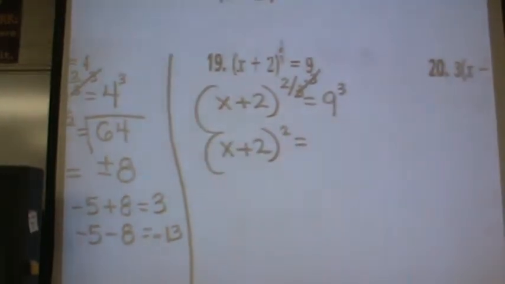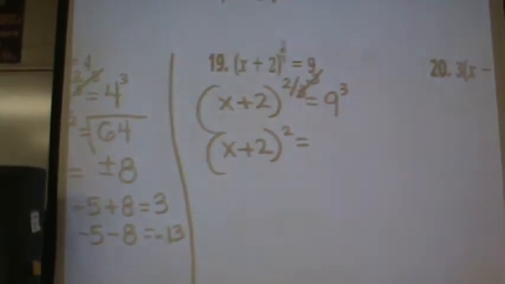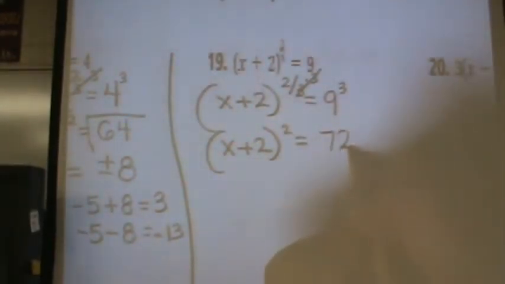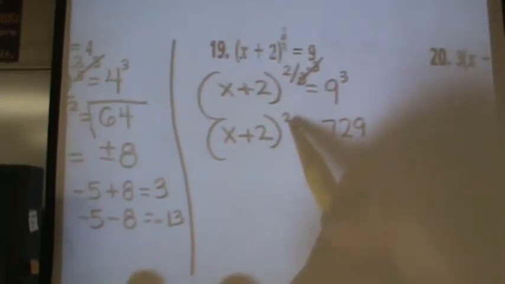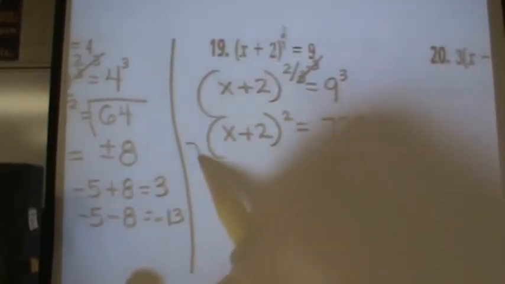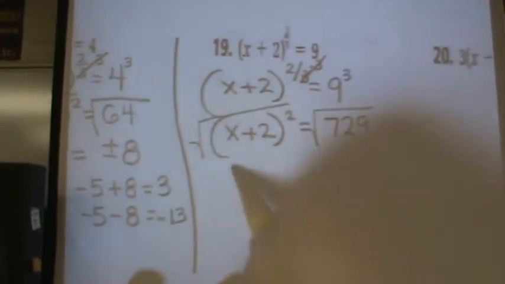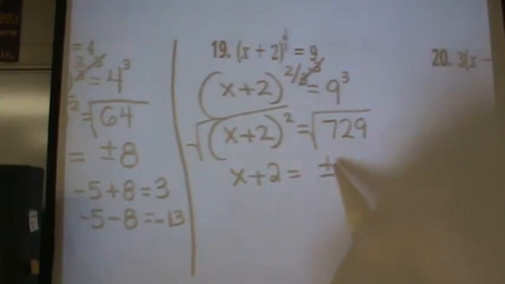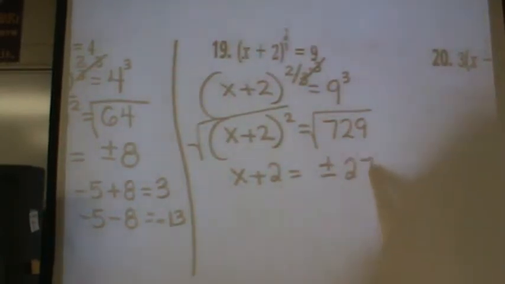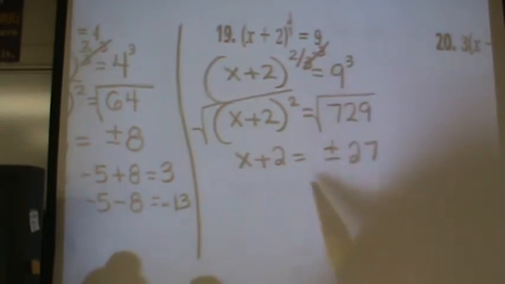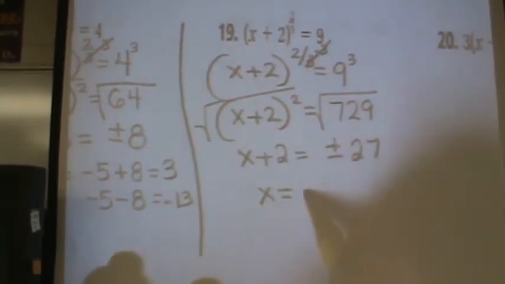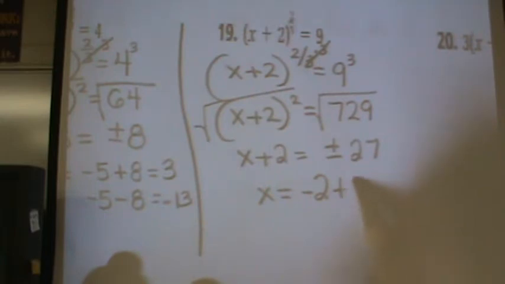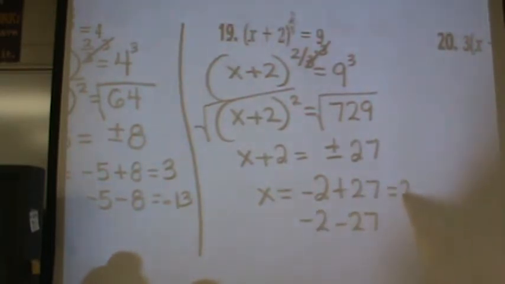Now, this number's a big number. What is it? 729. Now, how many answers am I gonna get here? 2. So square root both sides. Plus or minus what? What's the square root of 729? 27. And then what? Subtract 2. What's negative 2 plus 27? 25. And negative 2 minus 27? Negative 29. 25 and negative 29. You got it.